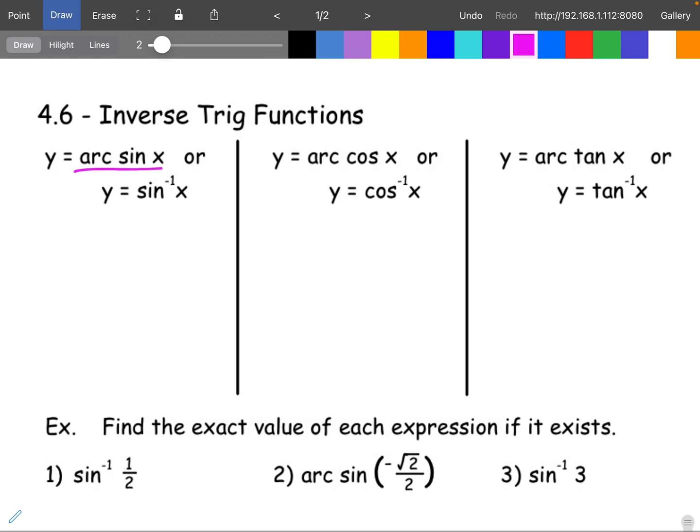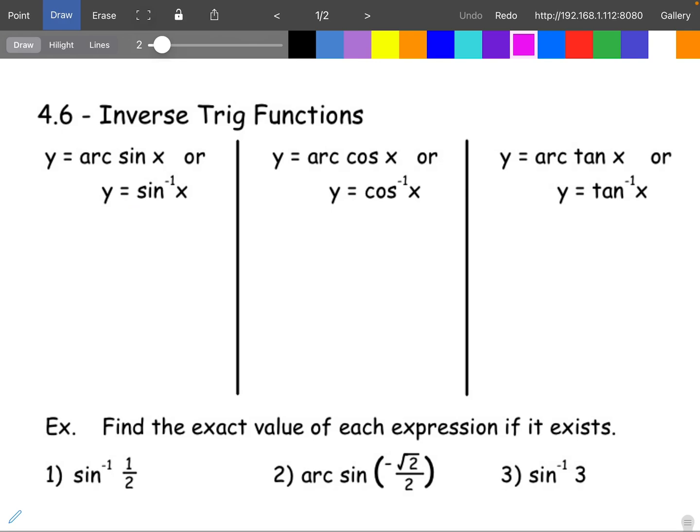Now we want to make sure that we note that arc sine x is exactly the same thing as inverse sine x. So they are used interchangeably and they mean the same thing, which means they're going to be done the same way. So just because it says arc sine or it says inverse sine, it doesn't matter. It is the exact same thing, just different ways of saying it.